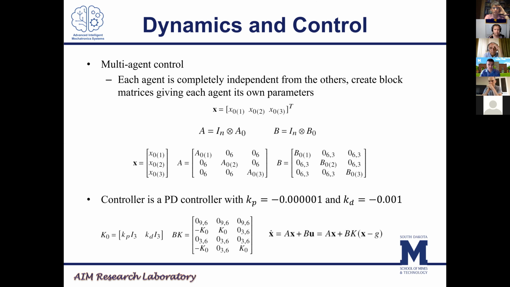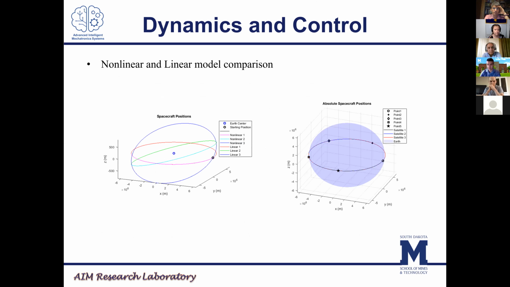The PD controller was tuned with a KP value of -1/1,000,000th and a KD value of -1,000th. Then we developed this BK matrix, which is just our K times the B matrix, and used our state equation of AX plus BK times (X minus G), where X is the current state of the formation and G is the goal of the relative positions that we want them to be. Then we can control and tell each CubeSat how to stay in formation.